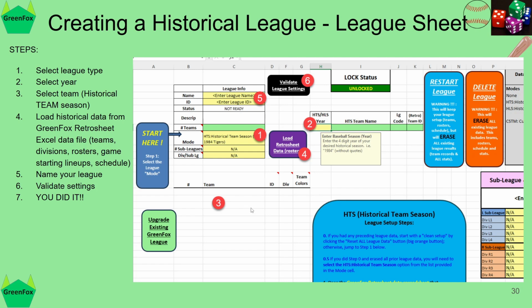And after that, you can then click this purple button, and that will load all the data from the helper spreadsheet into your current spreadsheet for whatever year you entered up here. And once you do that, you have to name your league and give your league a little ID that is pretty much always behind the scenes. And then you click this validate button, and that just really checks that everything is how it should be, creates your standings, and just pretty much wraps it all up.